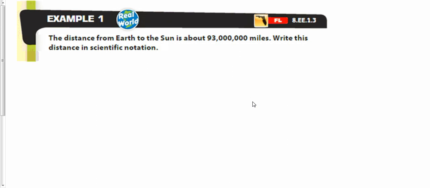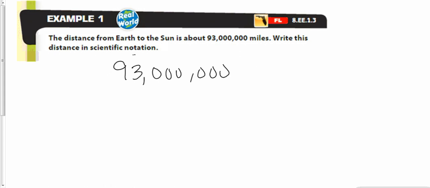Let's take a pretty simple problem. The distance from the Earth to the Sun is about 93 million miles. Write this distance in scientific notation. So the first thing we want to do is obviously, let's recopy our number. So that number would be 93. Okay, so 93 million. And the first thing we need to do is identify where the decimal point is.